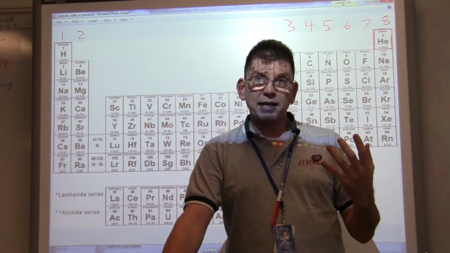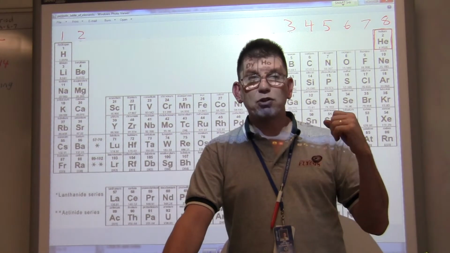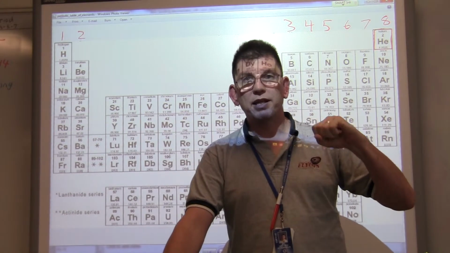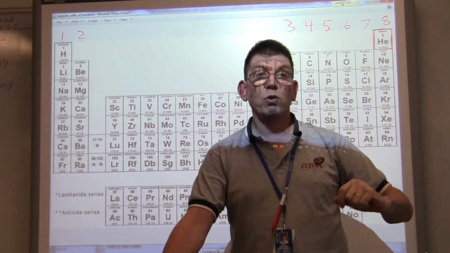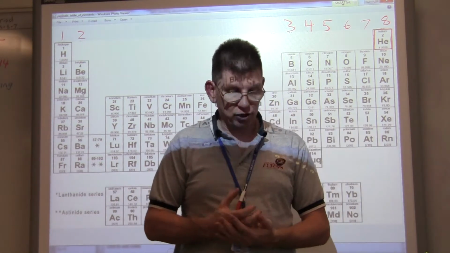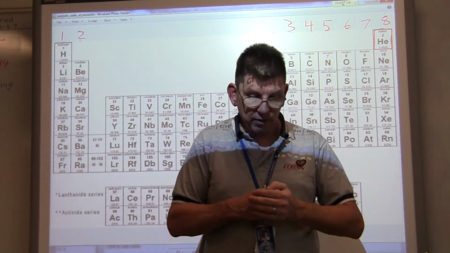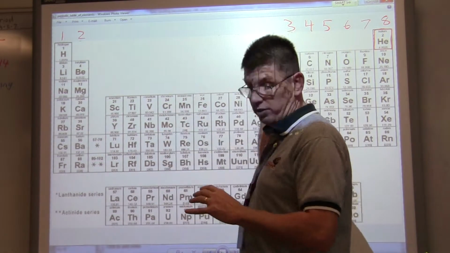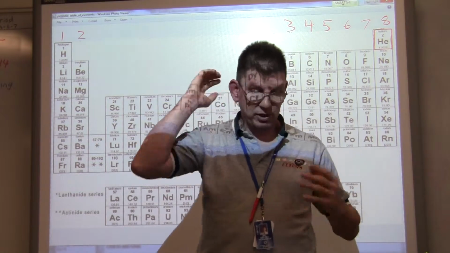Elements will bond chemically because they're trying to achieve that stability by either stealing an electron, giving an electron away, or sharing an electron with another atom in order to get that full valence shell. Now, the first energy level or shell can only hold 2 electrons. All the other shells are most stable when they have 8.